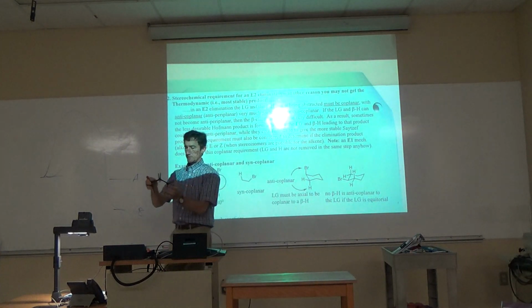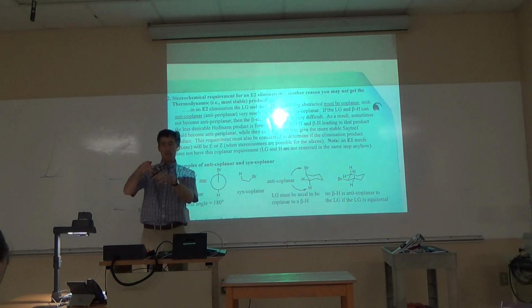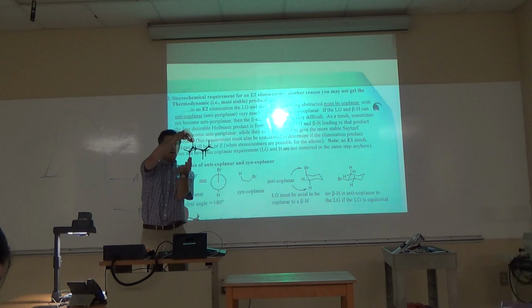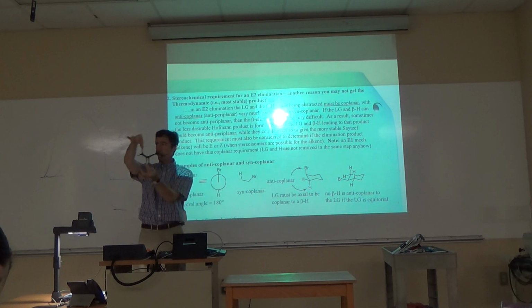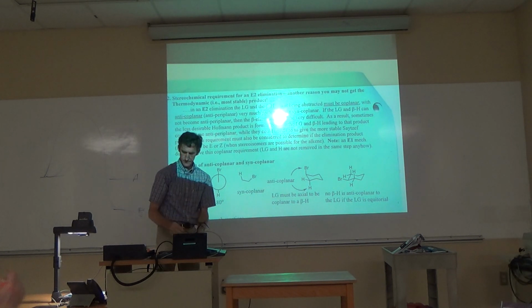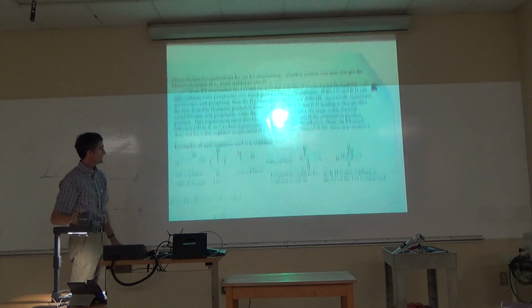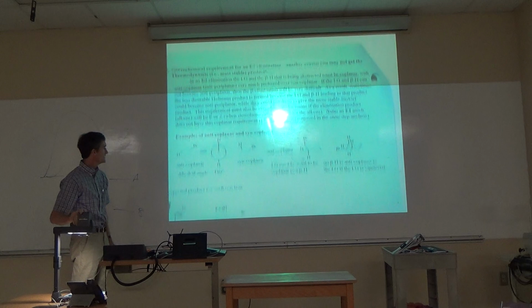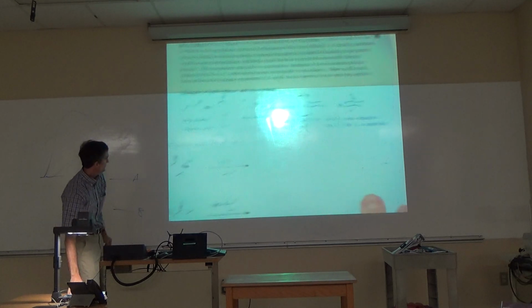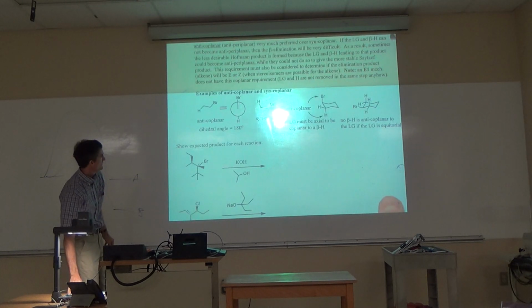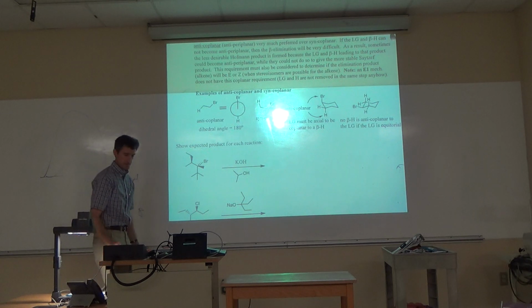The leaving group has to be axial, and when it is, a neighboring H can be anti-coplanar. This is a stereochemical requirement of the E2. So if you're doing an E2, you've got to keep this in mind.